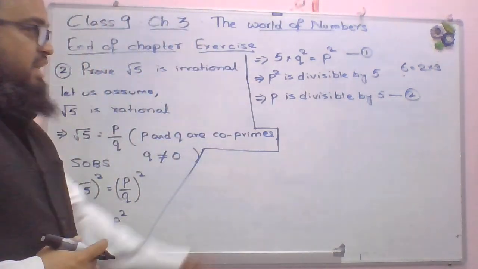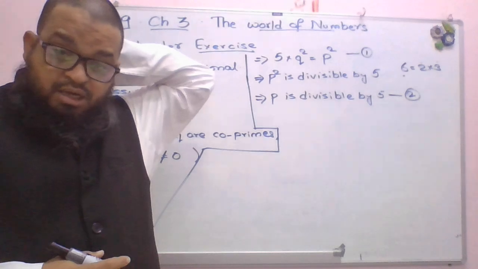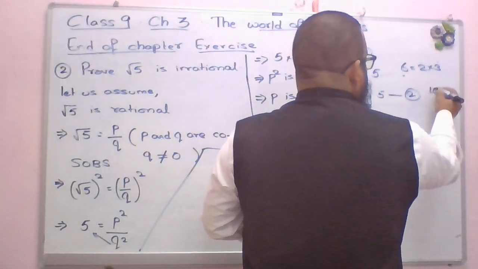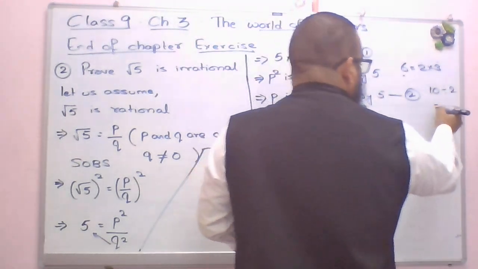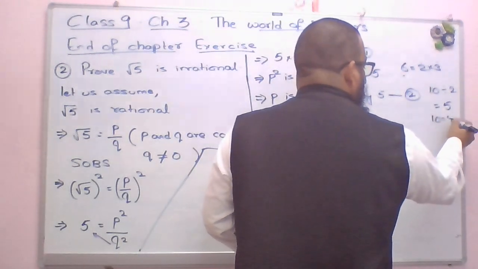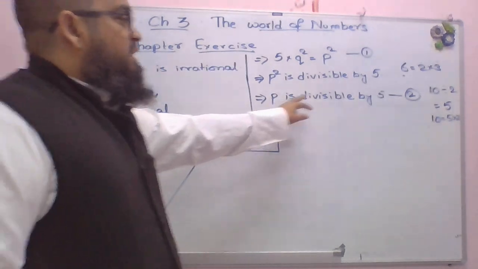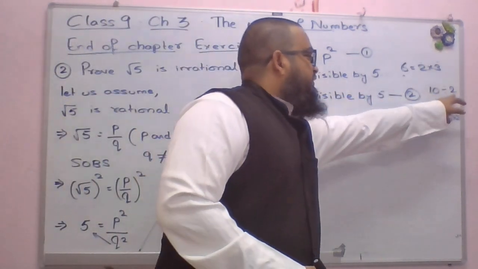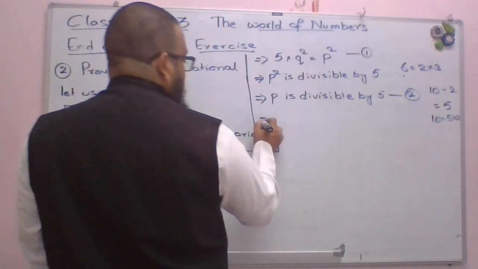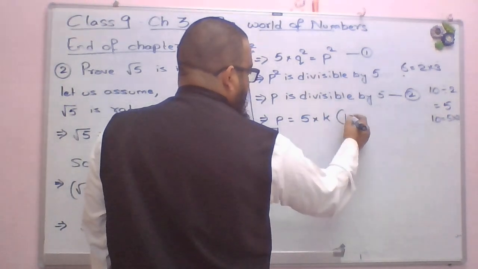And now let us see, p is divisible by 5. Here divisible means exactly divisible. So if a number is divisible, for example, 10 is divisible by 2, is it right? So can we write it as 10 is equal to 5 times 2? We can write it, right? So in the same way, p is divisible by 5, you will get some number. So therefore that implies we can write p as 5 times k, where k is an integer.